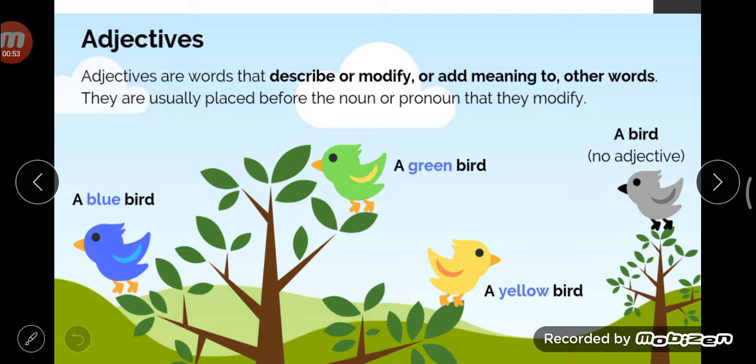As you can see in the picture, a bird, there is no adjective. Yellow bird, it's giving us more information about the bird, its color. Green bird, a blue bird.